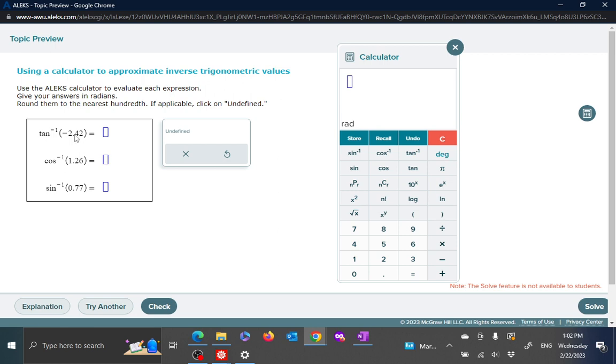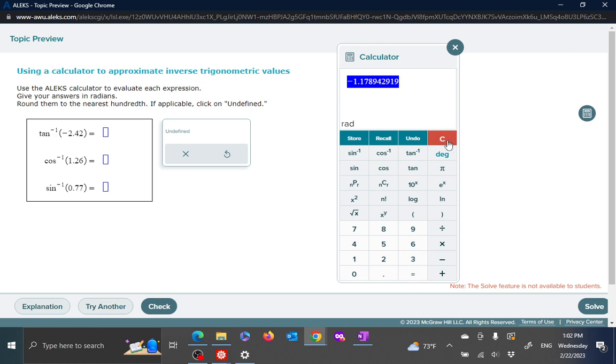So suppose you want to calculate the first one, tangent inverse of minus 2.42. I double check, make sure I'm on radians. And here is my value. So we are supposed to approximate to the nearest hundredth, and well, minus 1.18 would do it, and so on.